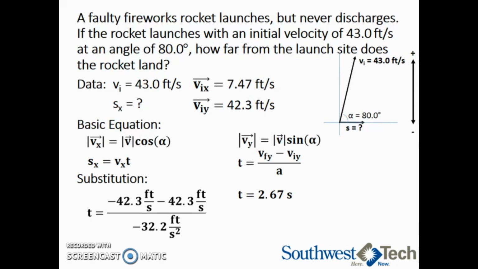Now that we know time, we can substitute to find s sub x. We will take the velocity in x, which is 7.47 feet per second, and multiply that by the time of 2.67 seconds. This gives us a distance in x of 19.9 feet. This concludes our projectile motion example.